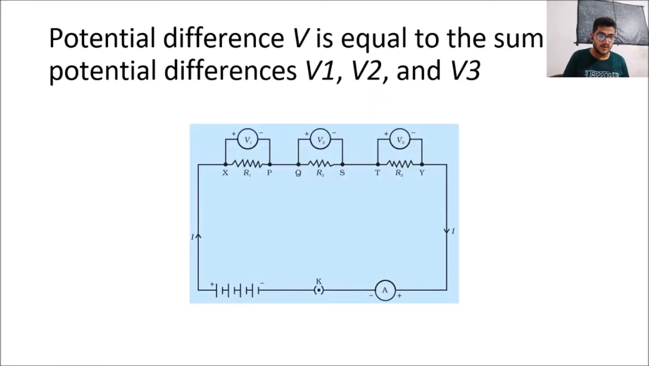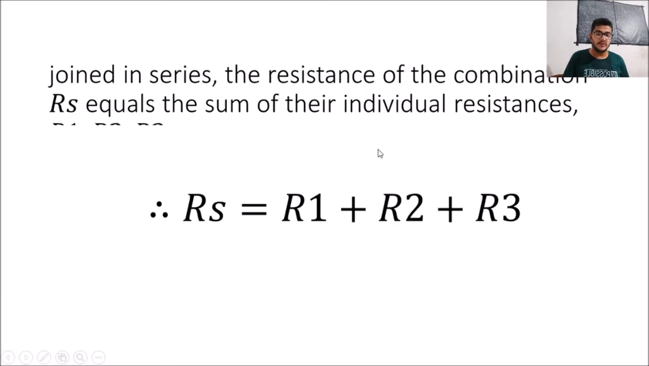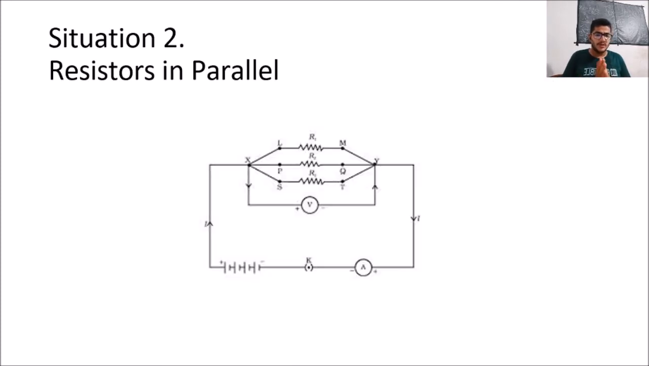Okay, understood? What did we learn? Joined in series, the resistance of the combination Rs is equal to the sum of the individual resistances. Means resistance will be R1 plus R2 plus R3. It is as simple as that. All the resistance will be R1 plus R2 plus R3. As simple as that.